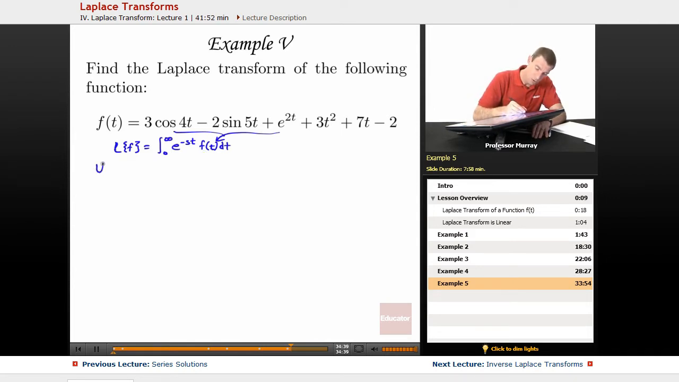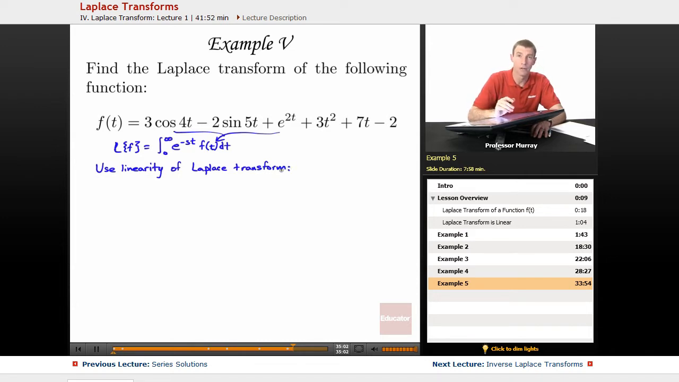We're going to use linearity, and we're going to exploit the fact that we already know what the Laplace transforms of the various pieces of this function are. So this linearity of the Laplace transform is going to be extremely useful here. We already know what the various pieces of the function do when you take their Laplace transform.